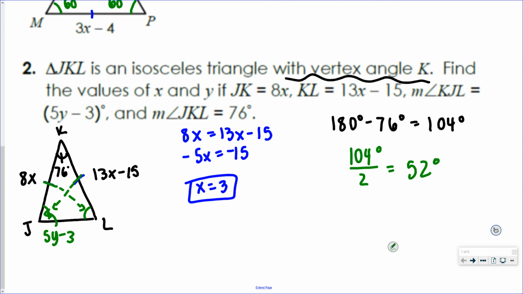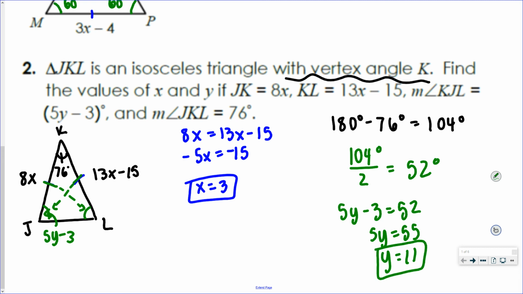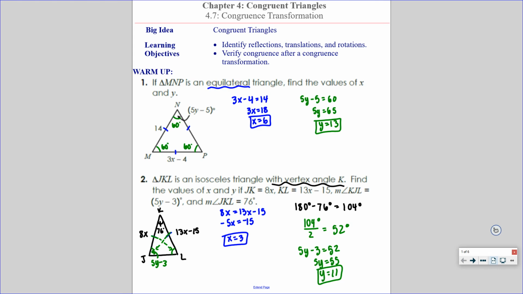Or you could have done 5y minus 3 plus 5y minus 3 has to total 104. You could have done that as well. But I know that each of those has to be 52 degrees. That'd be another way you could do that. However you chose to do it, we should have gotten y to be 11. Okay, so that's a review over 4.6.